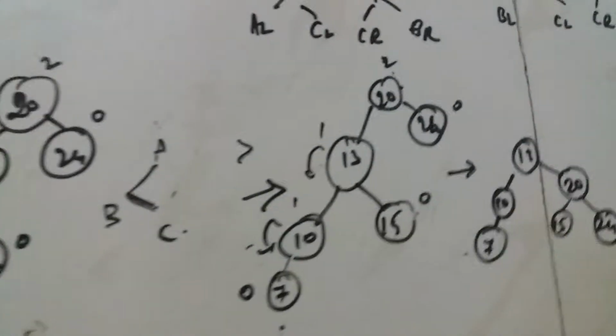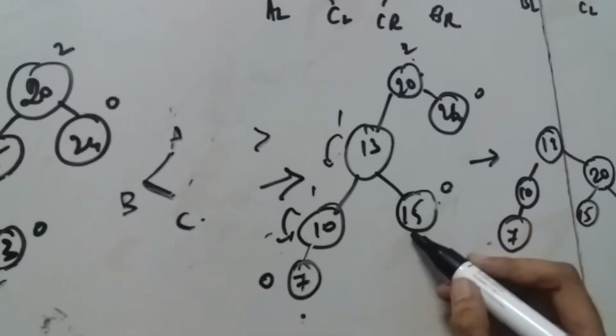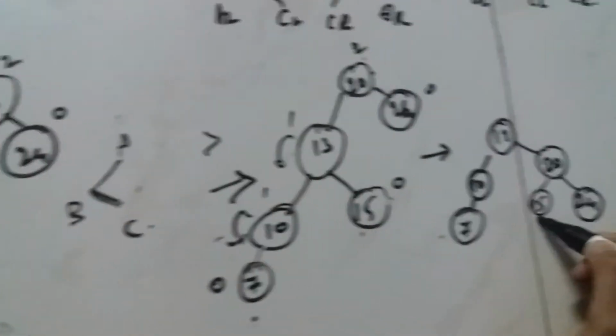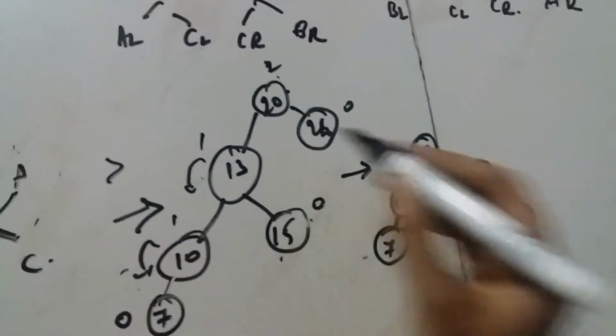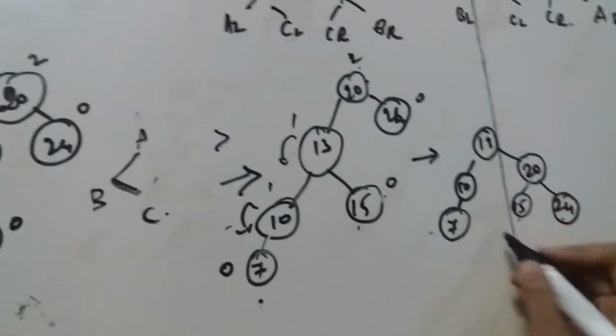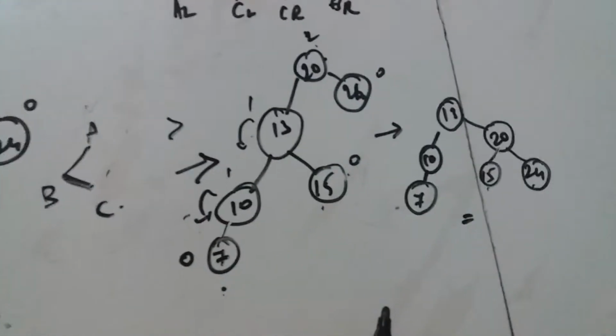So 20 will come down. Here there is one more 15, which is less than 20, and 24, which is greater, so it comes to the right side. So this is the resultant tree. There is no imbalance in this step. So let us proceed with insertion.